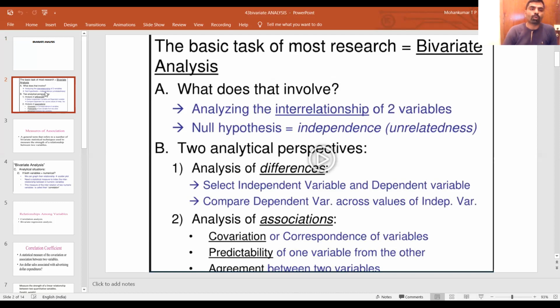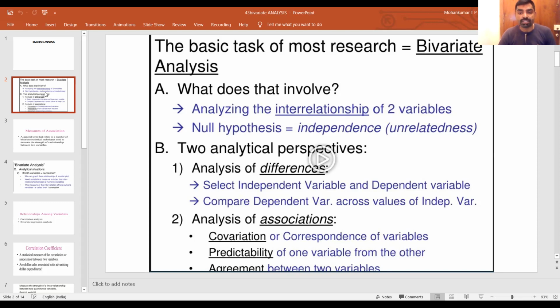Now, I'm going to talk about bivariate analysis. The basic task of most research is bivariate analysis. What does that involve? It analyzes the interrelationship of two variables, and it also helps to test the null hypothesis, whether there is a relationship between the two variables.